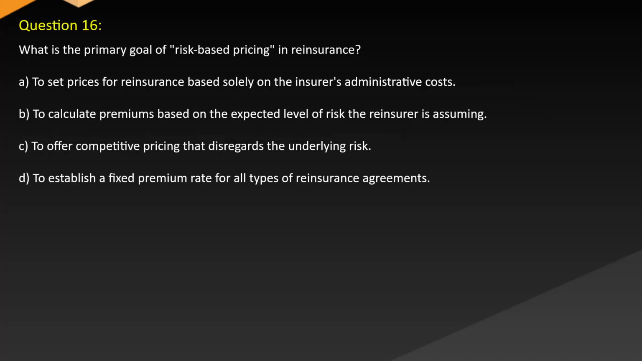Question 16. What is the primary goal of risk-based pricing in reinsurance? A. To set prices for reinsurance based solely on the insurer's administrative costs. B. To calculate premiums based on the expected level of risk the reinsurer is assuming. C. To offer competitive pricing that disregards the underlying risk. D. To establish a fixed premium rate for all types of reinsurance agreements.